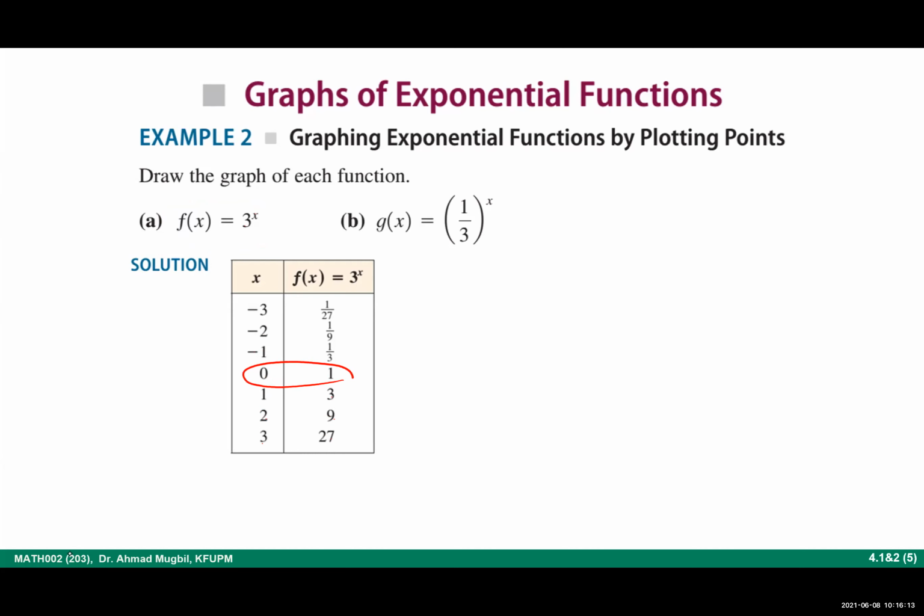So now plot these points. If you plot these points, this is the graph that you will have. 0 and 1, 1 and 3, and so on. Negative 1 and a third, negative 2 and 1 over 9, and so on.